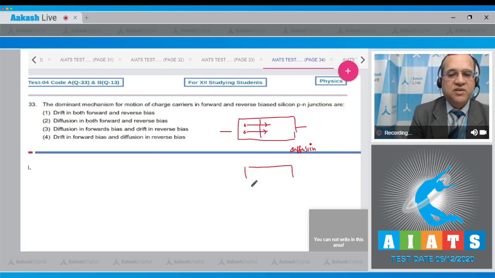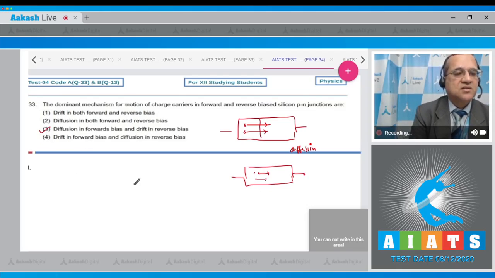But in case of reverse bias, which gives the leakage current, it is due to the drift of the minority carriers that the current is in the circuit. So look at the options. It is diffusion in the forward bias and drift in the reverse bias. The correct option is option number 3.